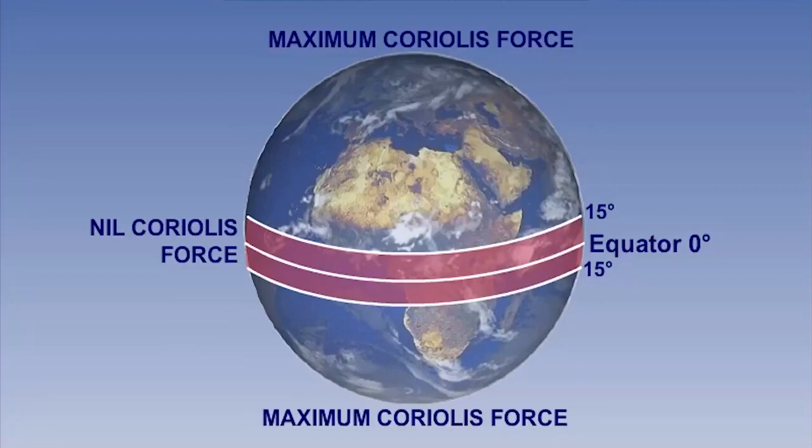This prevents us from calling any wind within 15 degrees of the equator a geostrophic wind. Consequently, we must theorize another wind, which recognizes the fact that there is no Coriolis force within this latitude band. It is not necessary to go into its detail within this lesson. It is sufficient to say that all winds within 15 degrees of the equator are called antitriptic winds.